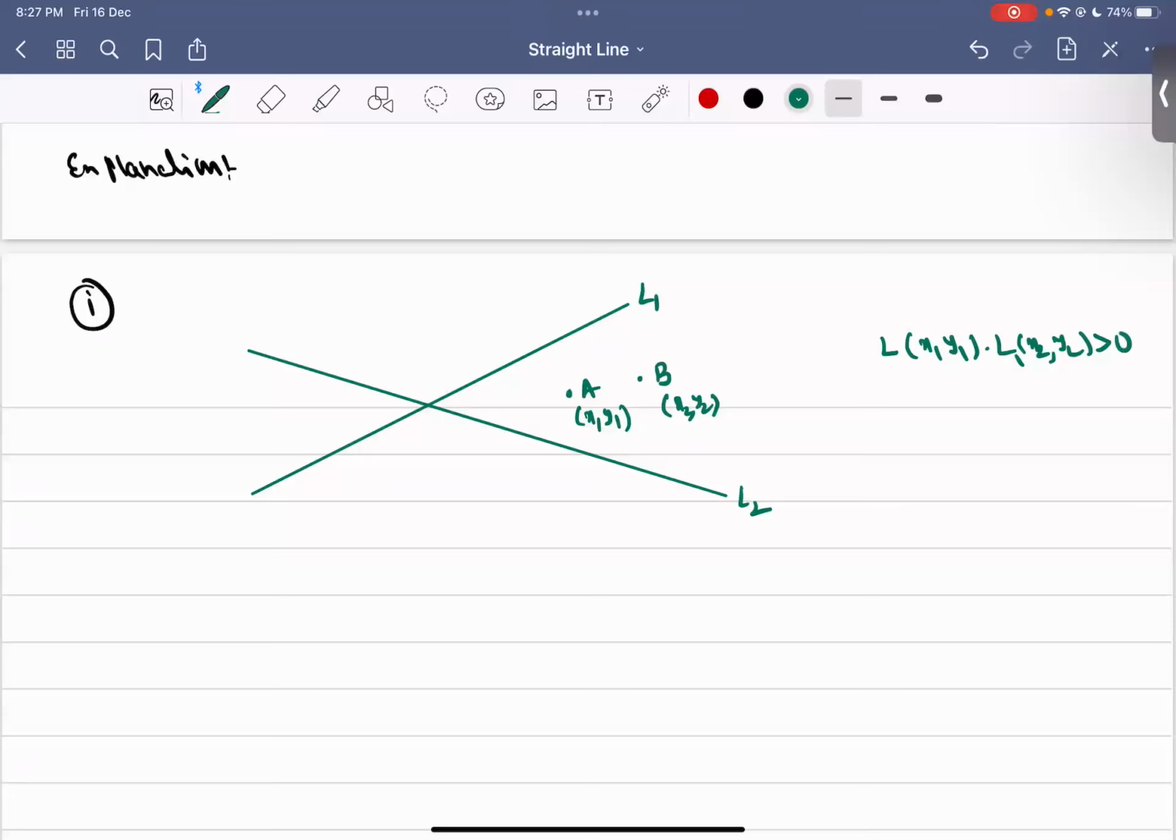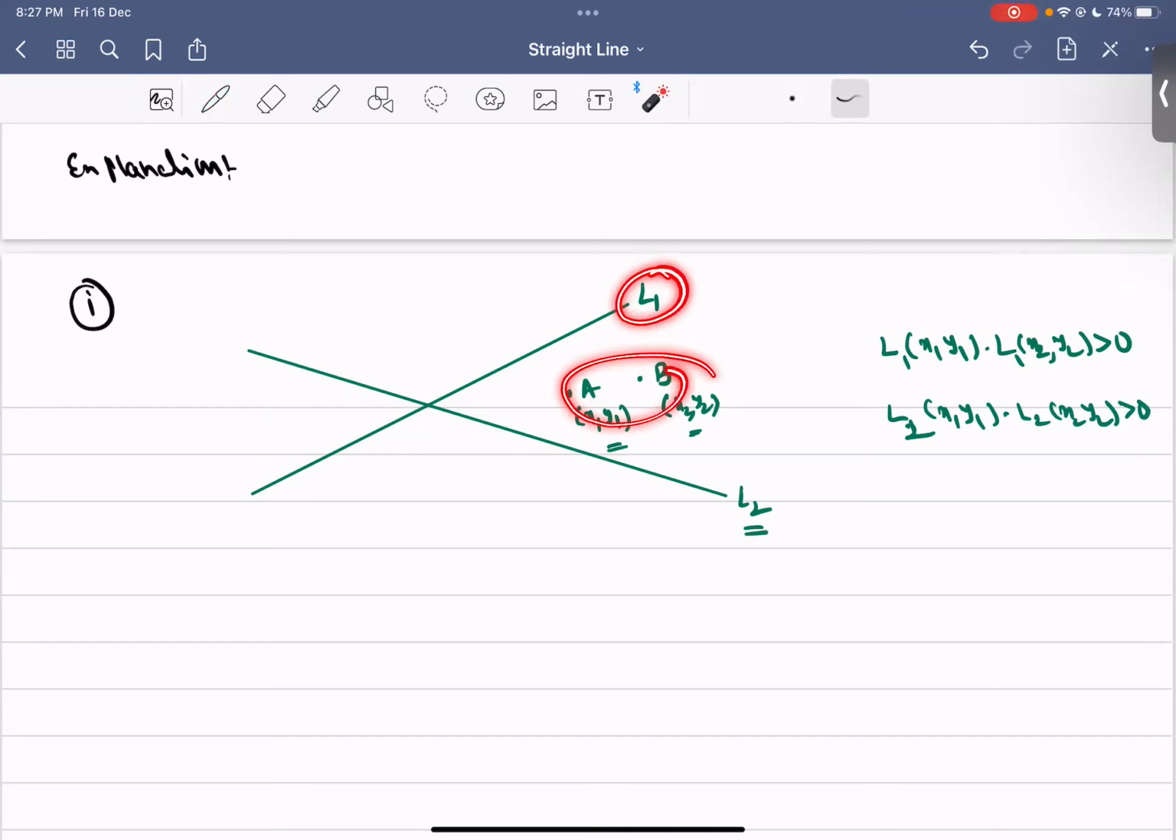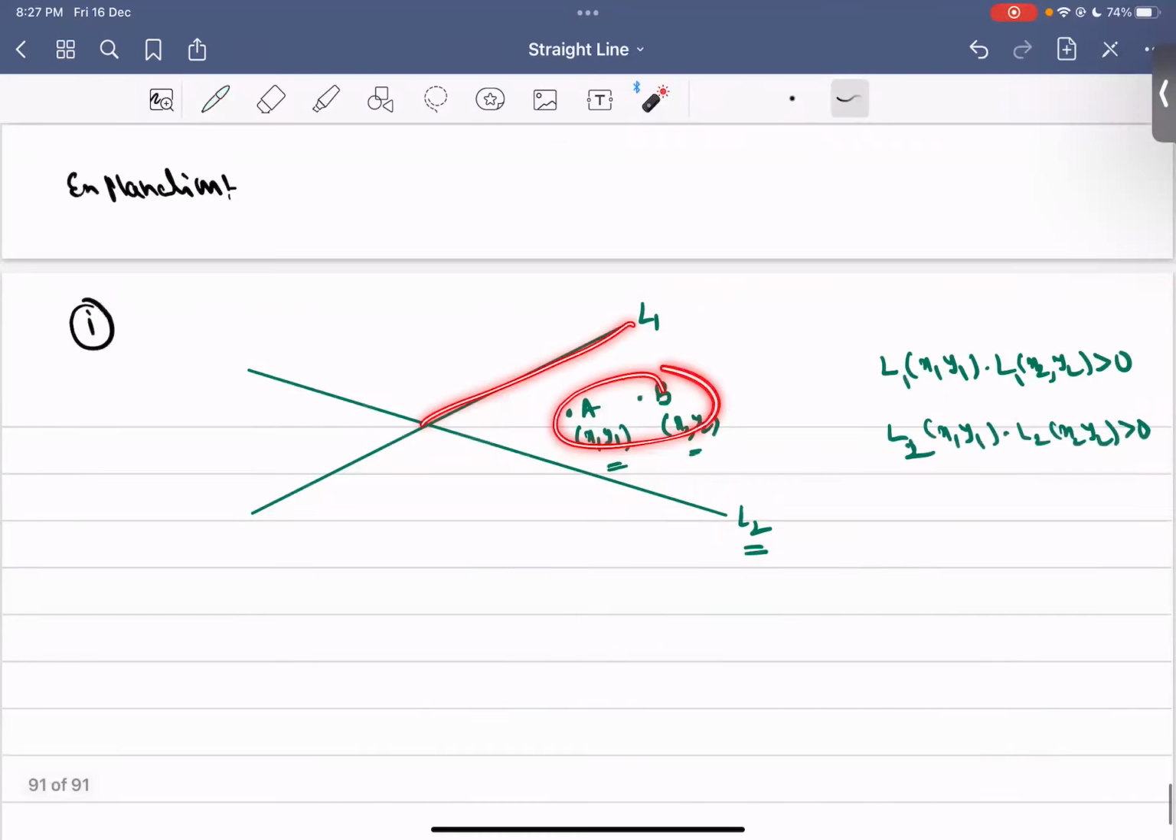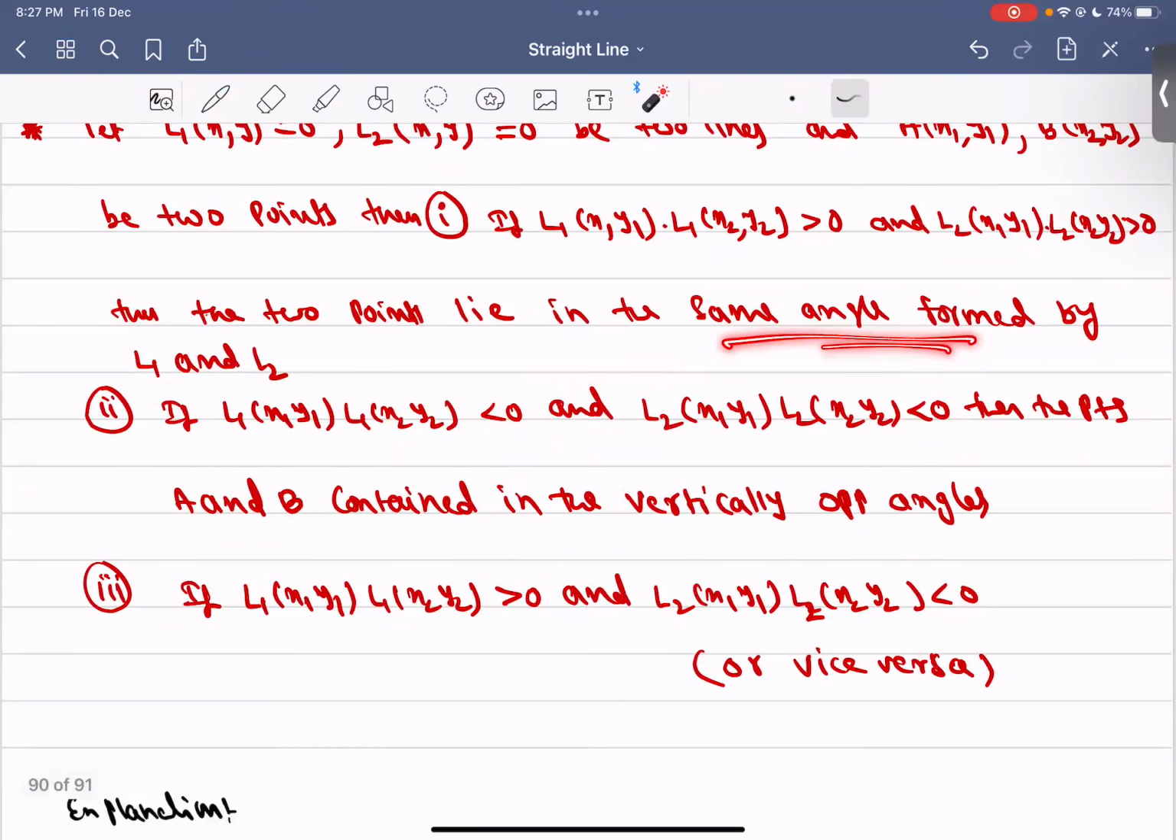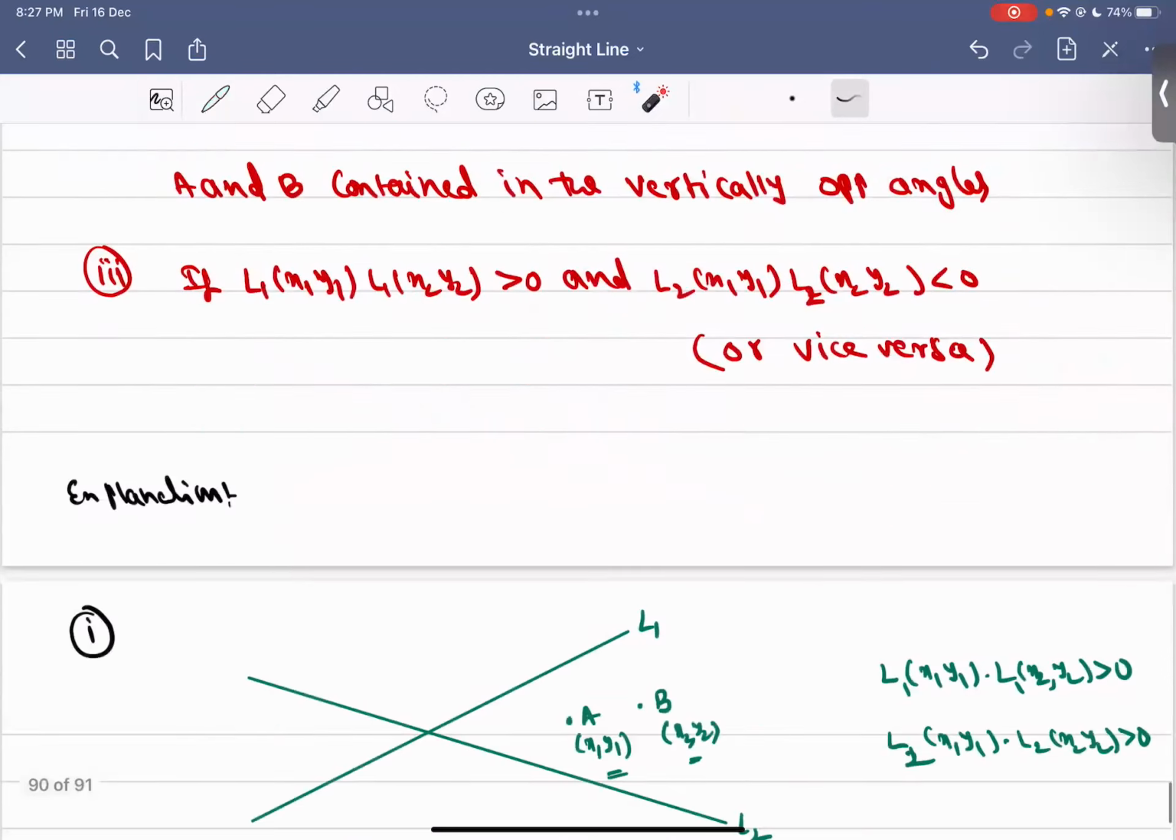Already we proved this. Now with respect to the second line also, these are on the same side. Therefore, L1 of (x1, y1) times L1 of (x2, y2) is positive, and L2 of (x1, y1) times L2 of (x2, y2) is positive. So with respect to this line, same side, and with respect to this line also, same side. It means these two points lie in the same angle formed by L1 and L2. This is the proof or explanation.